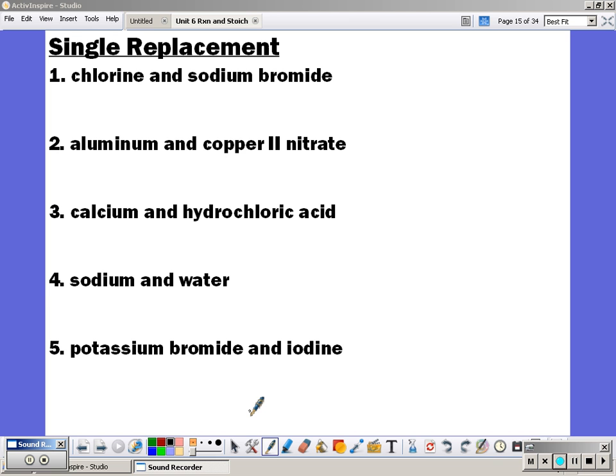Single replacement reactions. We know we have a single replacement when you have an element plus a compound. For single replacement reactions, not all of them happen. You have to check the activity series to see if a reaction actually takes place.